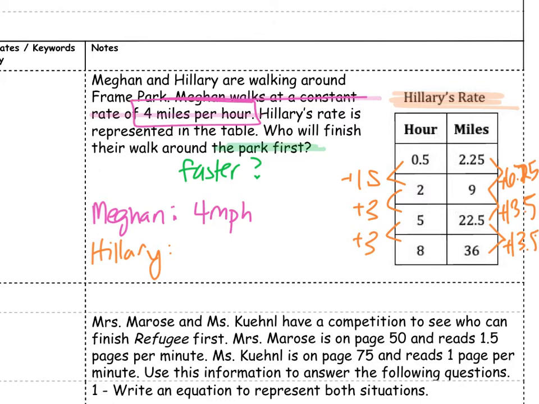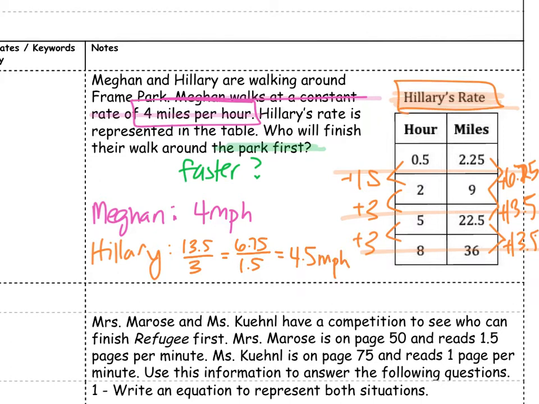Remember, to figure out our rate, we have to divide the change of the y by the change of the x. So 13.5 divided by 3 should be the same as 6.75 divided by 1.5. If you simplify these, they both end up being 4.5. So Hillary's rate was 4.5 miles per hour.